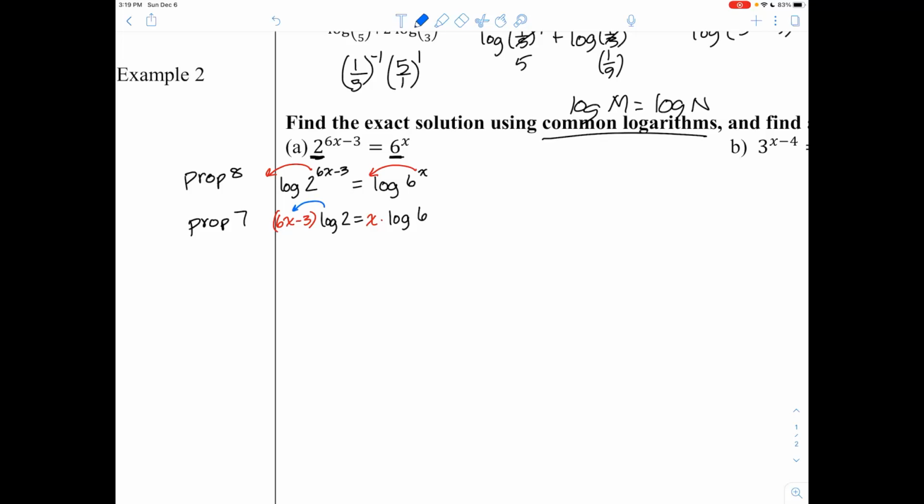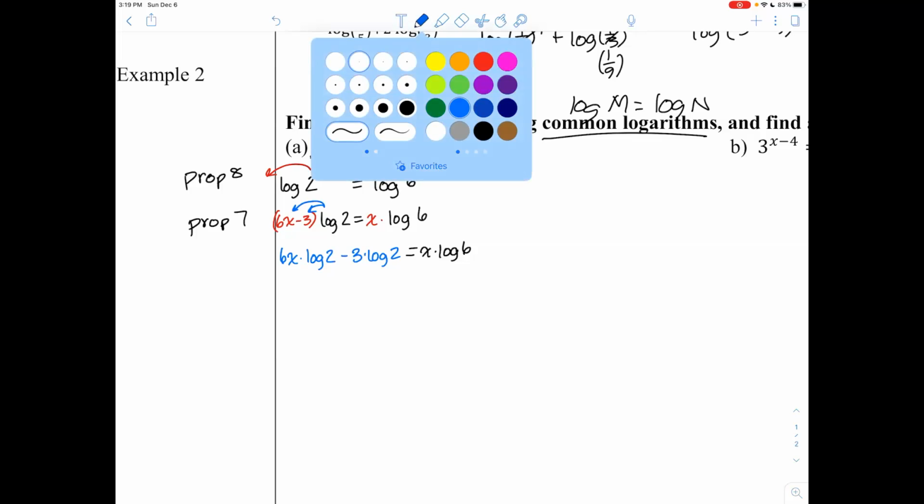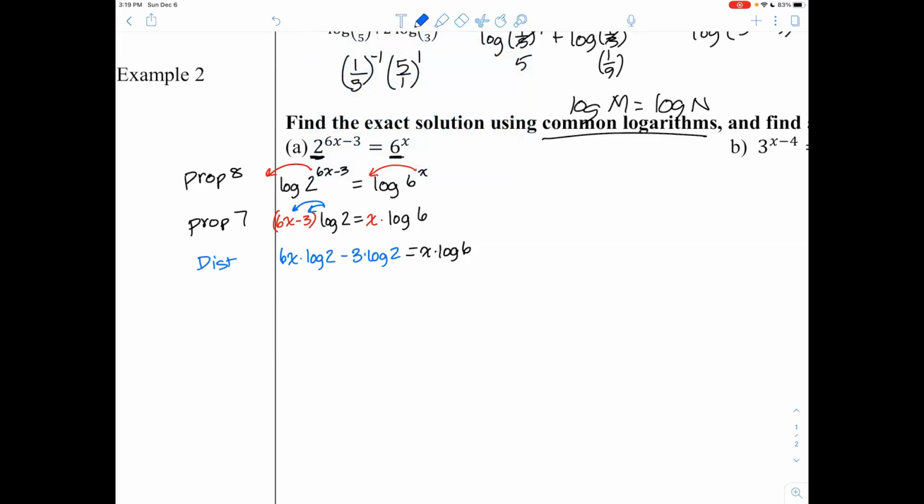So now I'm going to distribute. I'm going to use my blue pen to do that distribution. So it's going to be 6x times the log of 2 minus 3 times the log of 2, because remember, the log of 2 is a number. It represents an exponent. It's a number, okay? Equals x times the log of 6. So all I did there was I used the distributive property to get the x on the left out of the parentheses.